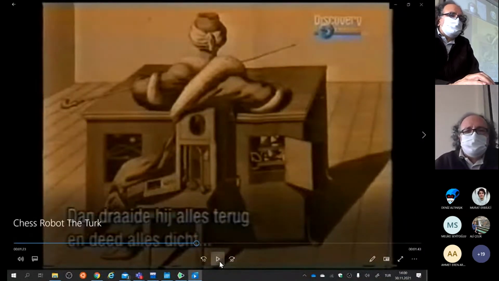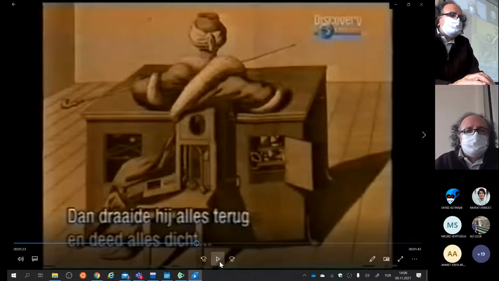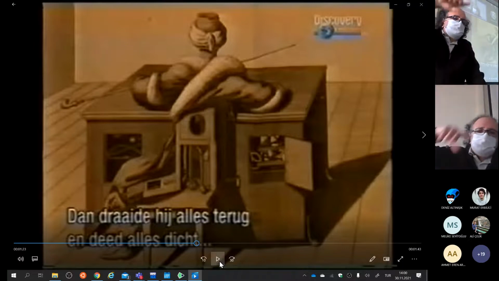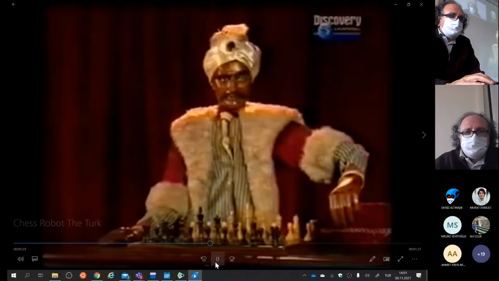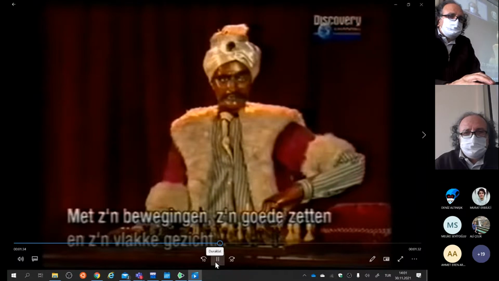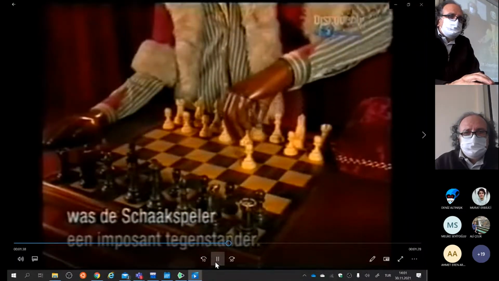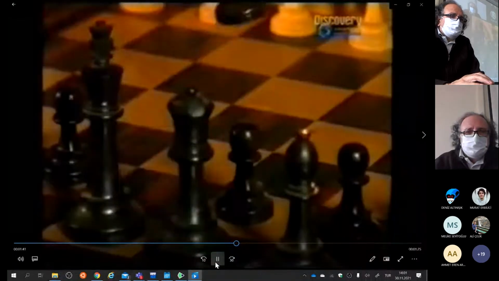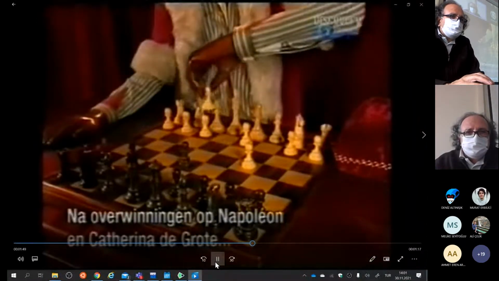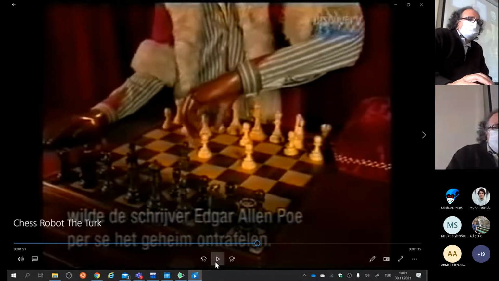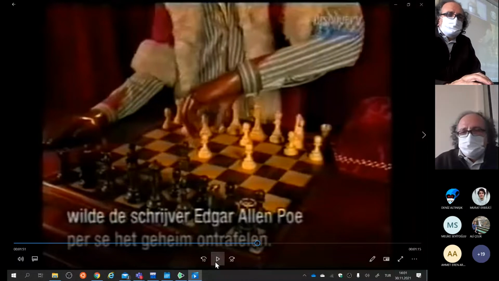So he shows all of the machine, opens the doors and everything. There is nothing unusual going on in there, just gears and machinery. He said, "I am not hiding anything." And then you go on and play chess with this guy. He played with celebrities like kings and queens, and most of them he was able to win, I guess.